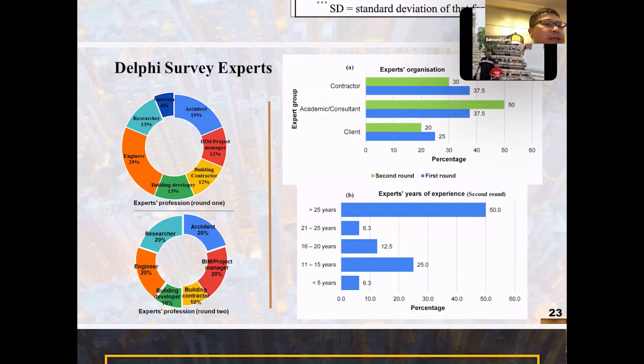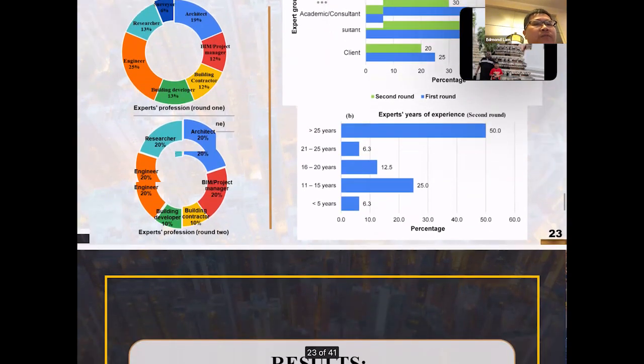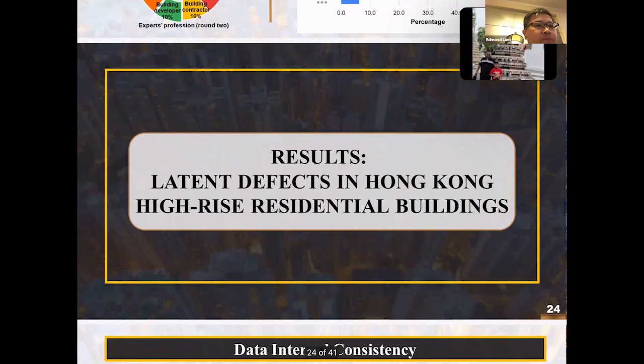On the bottom, we can see about 1/5 of the respondents are architects, followed by project managers. We also have the researchers as well as the engineers. On our right-hand side, we can see most experts have experience of more than 25 years, as shown from the bar charts on the bottom, demonstrating good experience from our so-called experts.